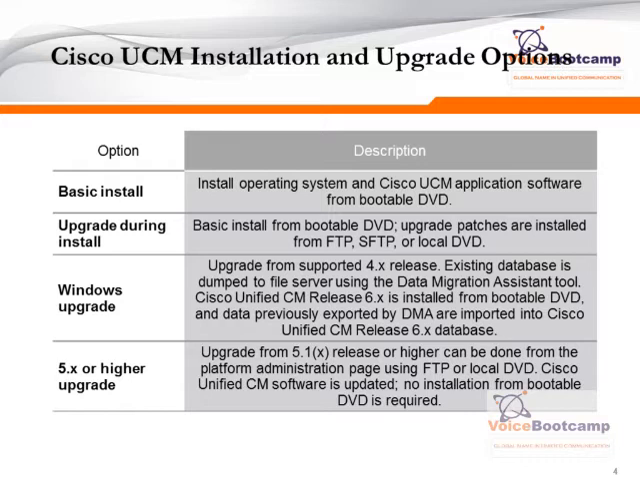However, this process requires extra steps of migrating your existing database to a different file format. Cisco has provided a utility called DMA, or Data Migration Assistant Tool. This tool must be installed on the Windows server in order to upgrade.